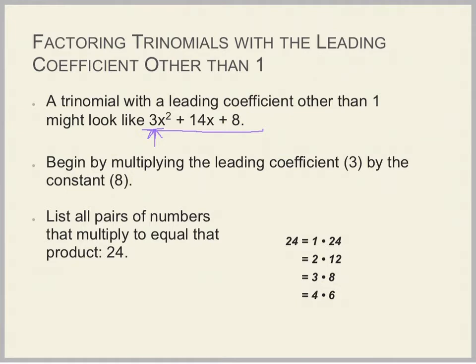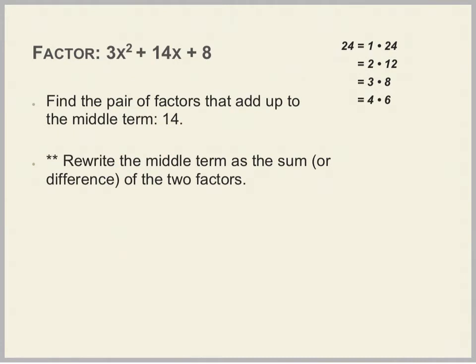So I begin by multiplying the leading coefficient, 3, by the constant, 8. I'm next going to list all the pairs of numbers that multiply to equal that product, 24. Now that we have multiplied 3 times 8 to equal 24, we need to look for the pair of factors that add up to our middle term of 14x, and that would be 2 times 12.